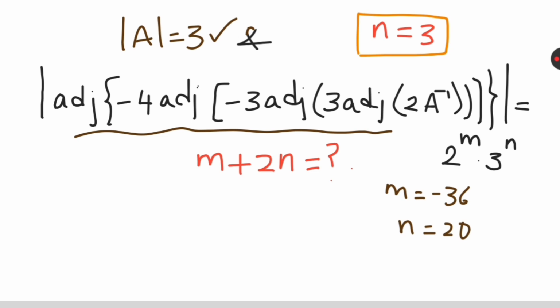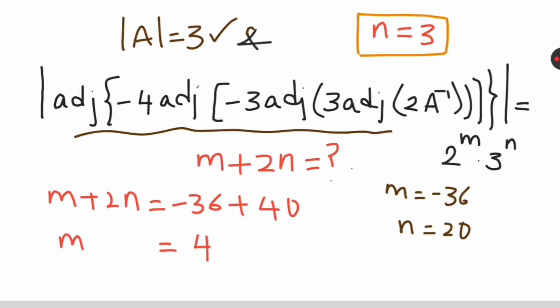Our goal is to find m plus 2n value, isn't it? So what is the m value? Minus 36 plus 2 times, what is the n value? 20. So 2 times 20 gives 40, minus 36 plus 40 gives 4. So finally m plus 2n, the value is 4. That's it.